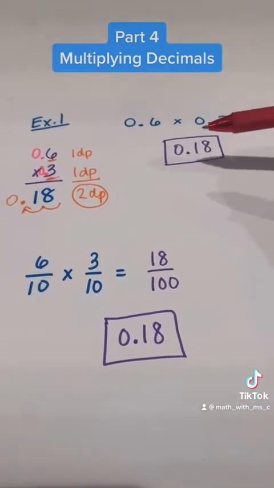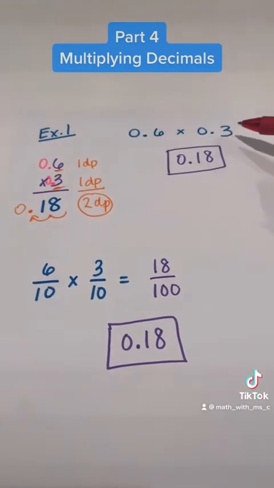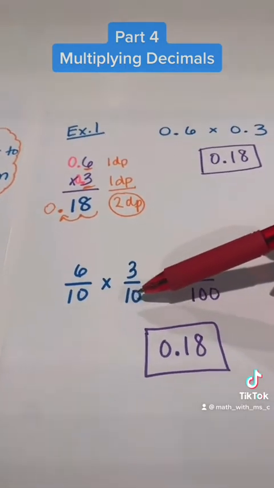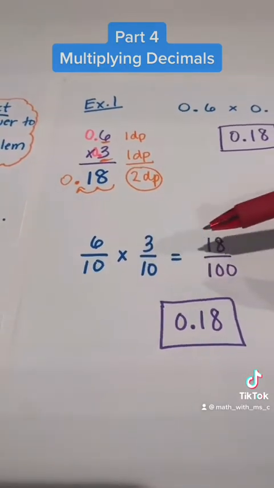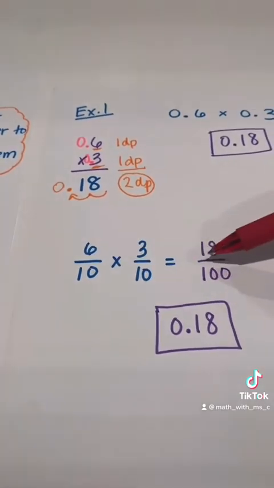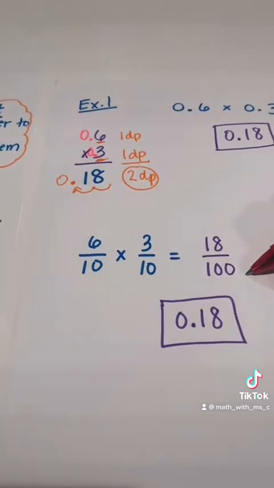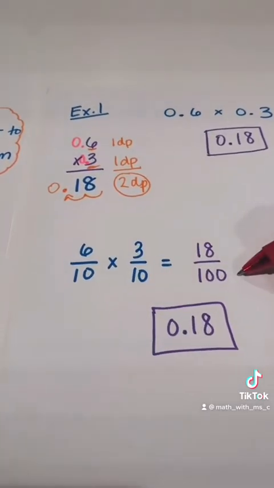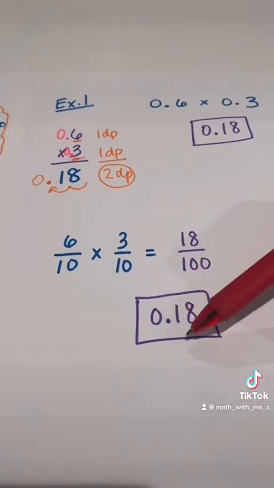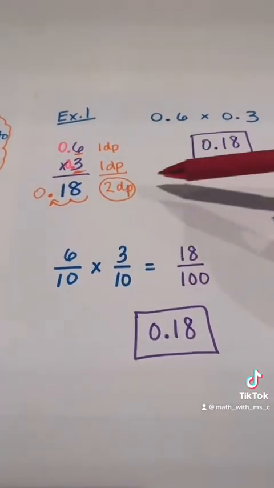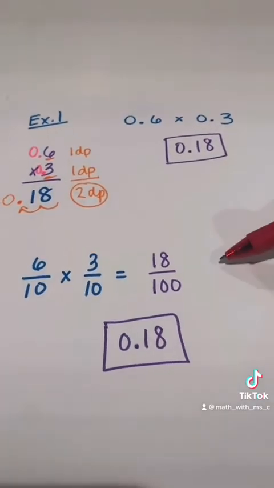I wanted to actually show you what it looked like if you were to multiply them as fractions. So here's 6/10 times 3/10. In a previous video, I talked about how to multiply fractions. So let's multiply across. 6 times 3 is 18. 10 times 10 is 100, which equals 18/100ths. So you write it as 0.18. That's why 6/10 times 3/10 equals 18/100ths.